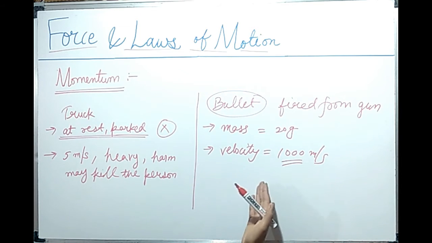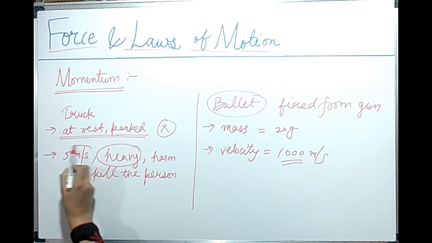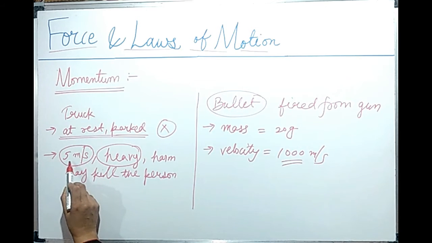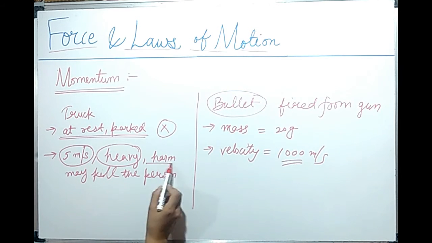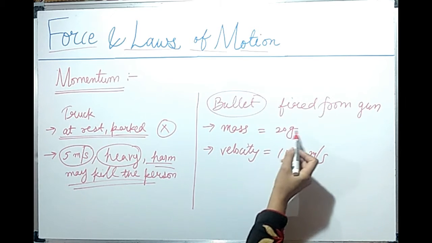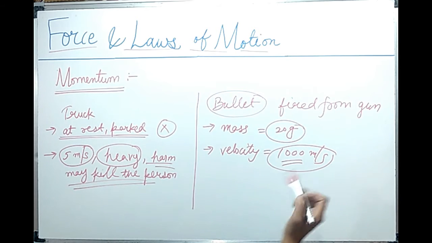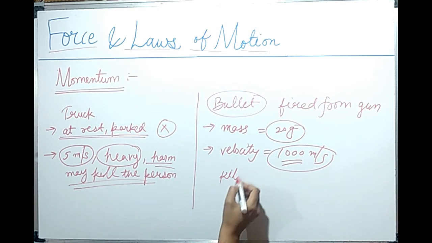So what we are discussing here: the truck being so heavy but with very little velocity, 5 meter per second, may harm the person. It may kill the persons coming in its path. On the other side, the bullet mass is very small and the velocity is too high. It is certainly going to kill the person.